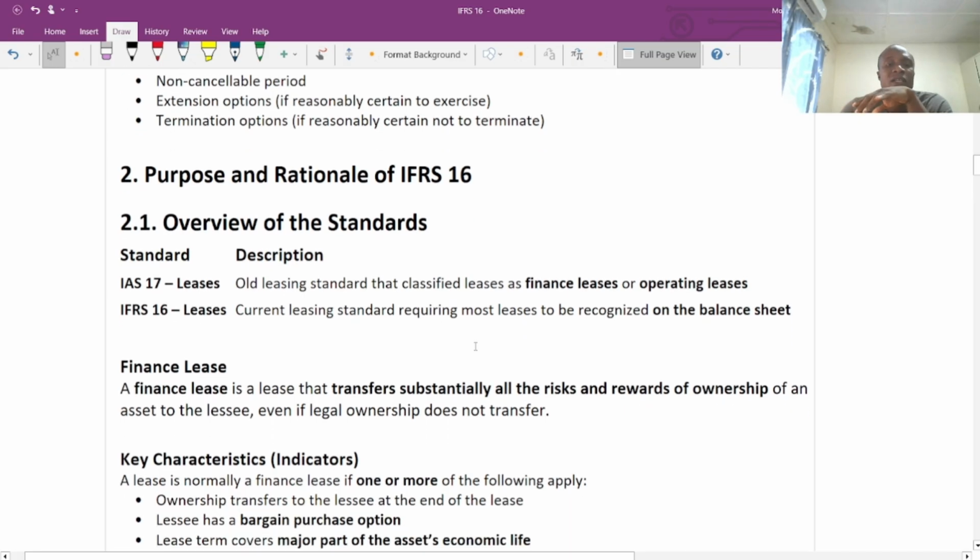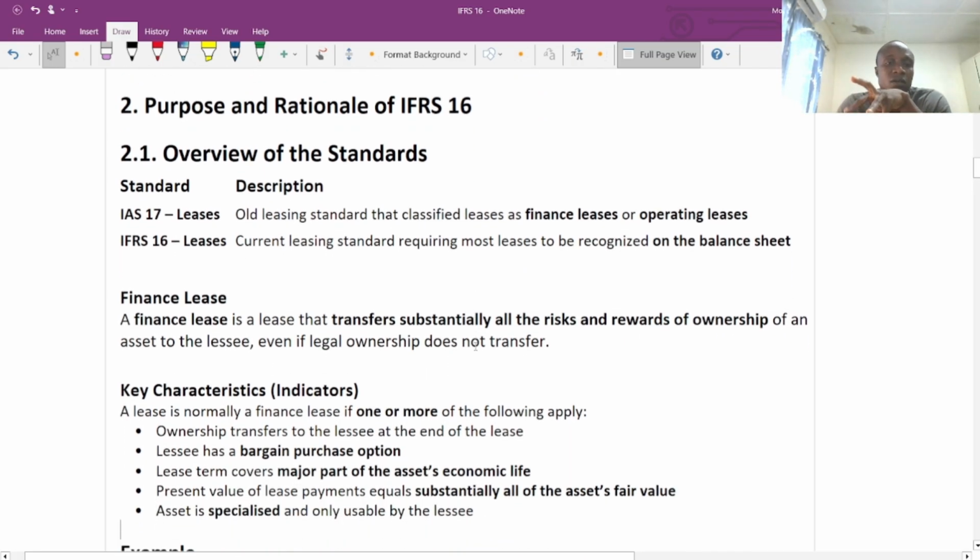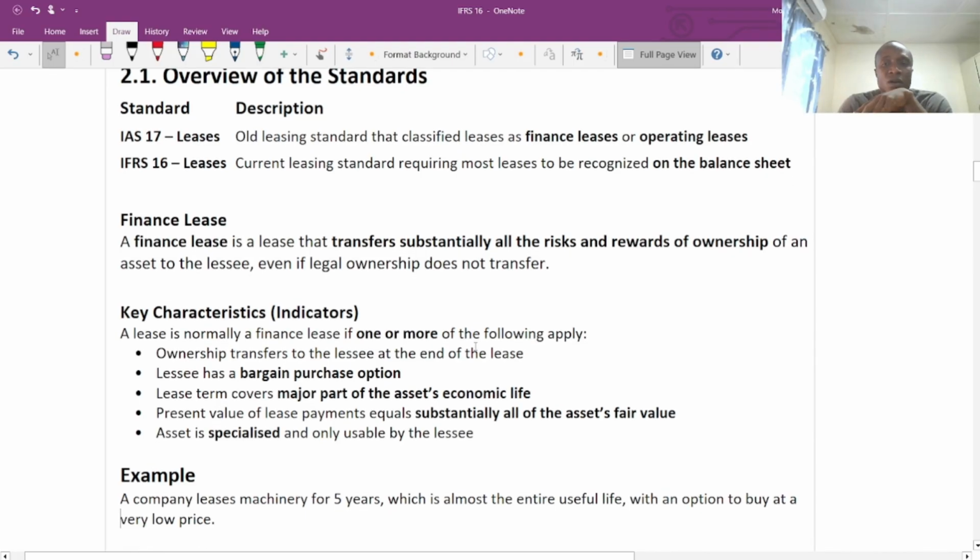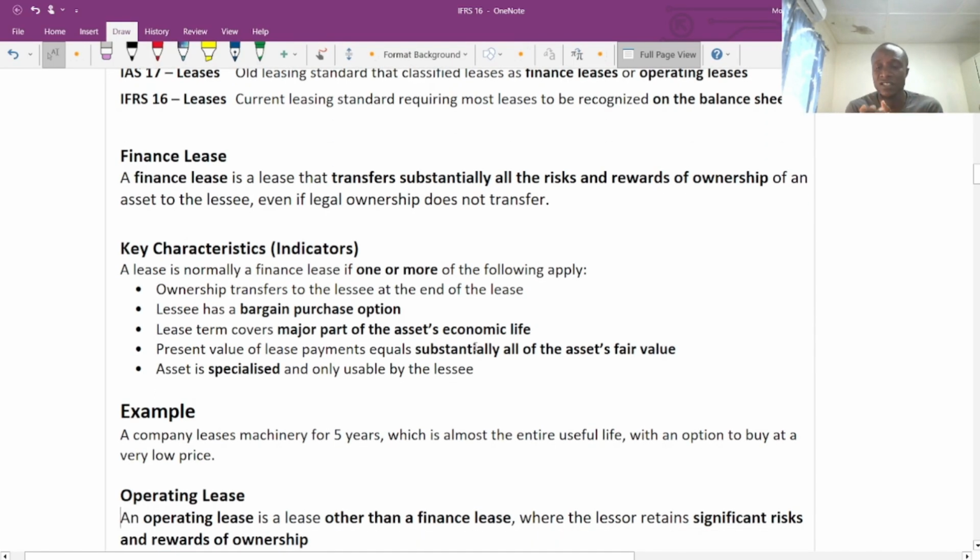Now we are going to look at the actual meaning of a finance lease, and the meaning of the operating lease. A finance lease is a lease that transfers substantially all the risks and rewards of ownership of an asset to the lessee, even if legal ownership does not transfer. For example, I am the owner of this three-story building. I am the lessor. I decided to lease the three-story building to the lessee. For me to recognize this transaction as a finance lease, I need to transfer substantial risks and rewards of ownership to the lessee.